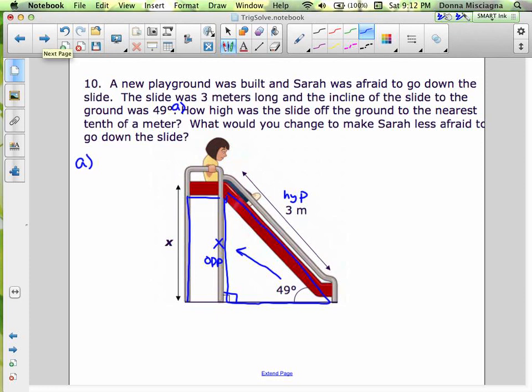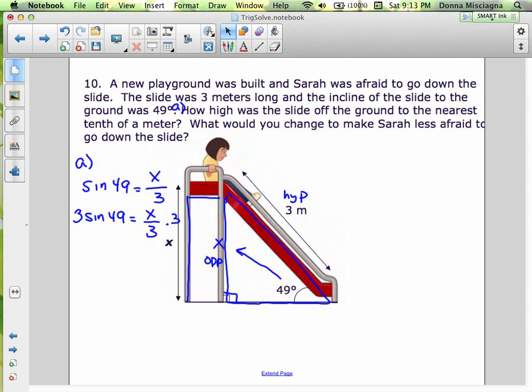Right, so we have sine 49 because we are looking for the opposite and we know the hypotenuse equals x over 3. We want to isolate our variable, so we'll multiply both sides by 3. So we have 3 sine 49 equals x divided by 3 times 3. The 3's will cancel. So that gives us 3 sine 49 equals x.